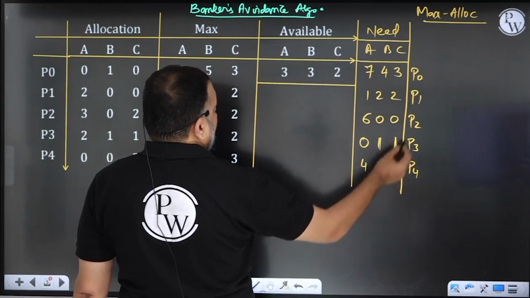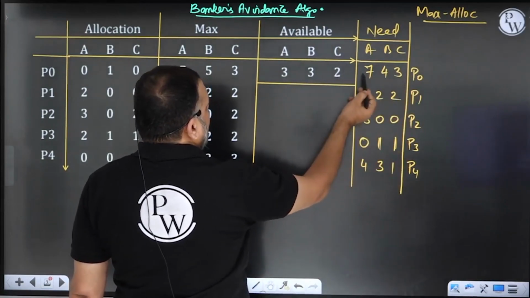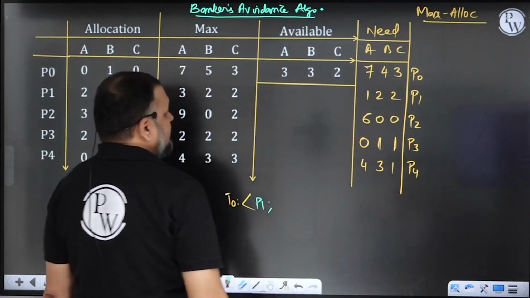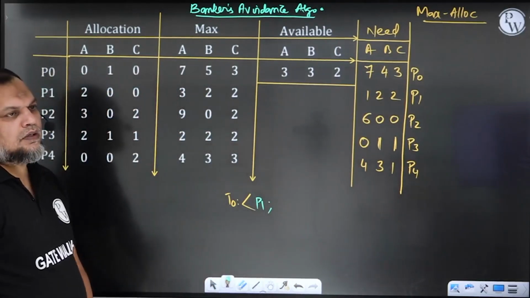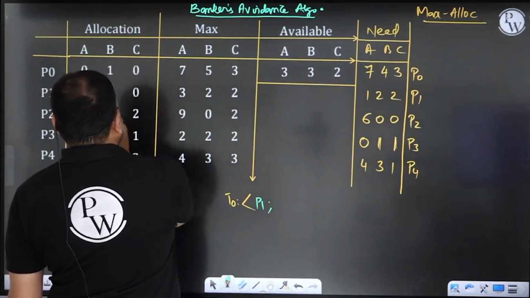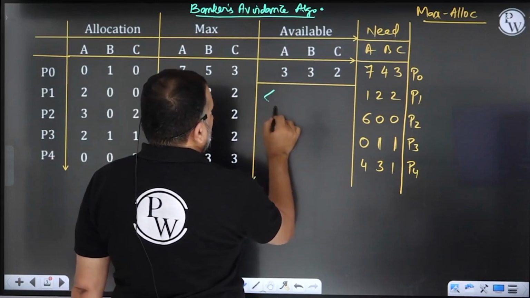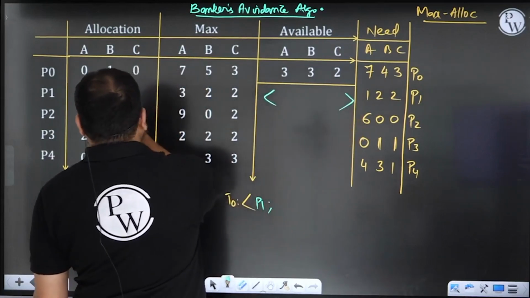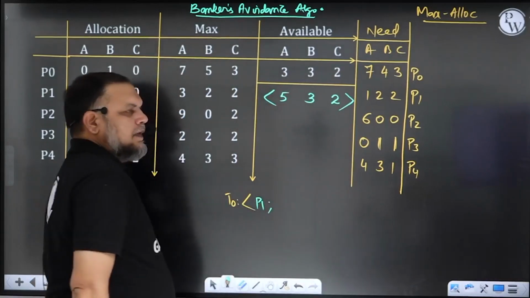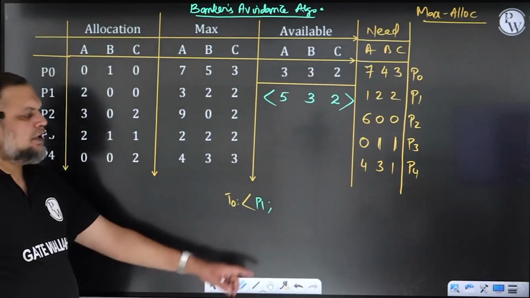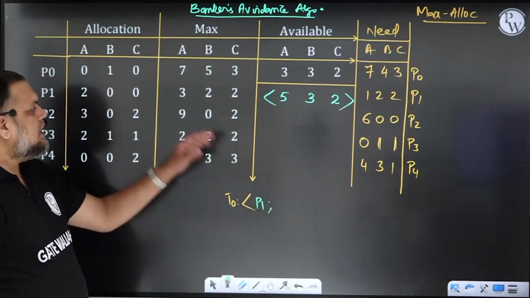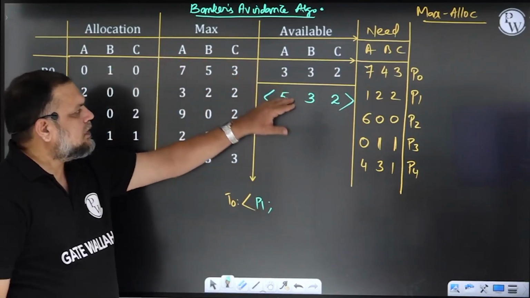I start from P0. 332 is my available, 743 is the need, I cannot satisfy. Can I satisfy the need of P1? Yes, we can satisfy. What did I say when the need is satisfied? I have to add the current allocation of the process to the current available. Allocation of P1 is 200. I add 200 to 332. How much does it become? 2 is added here, it becomes 5. 3 plus 0, 2 plus 0, 532. So after completing P1, my new available becomes 532, by adding the allocation of P1 to available.